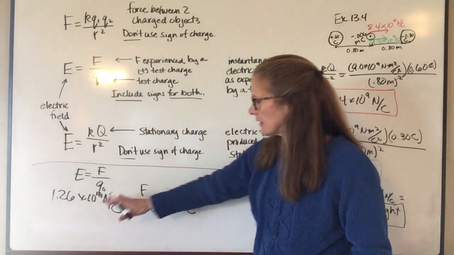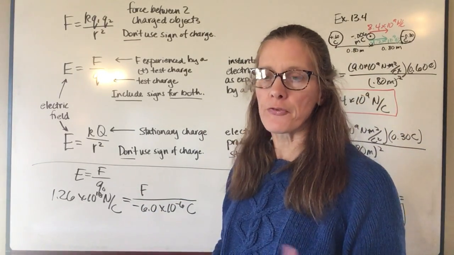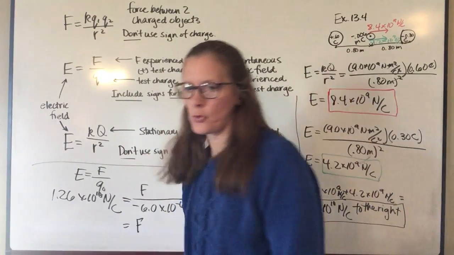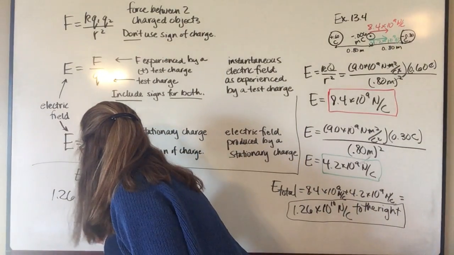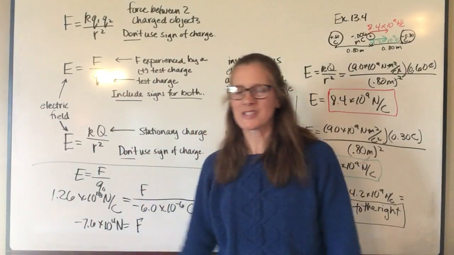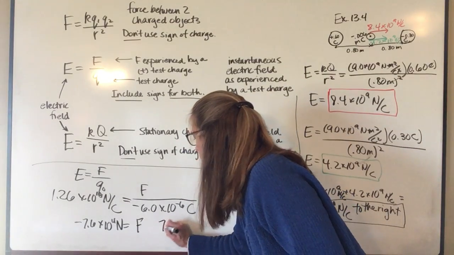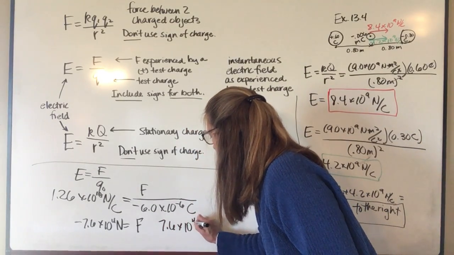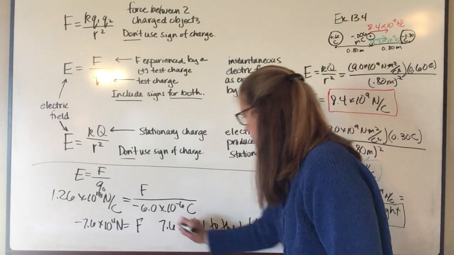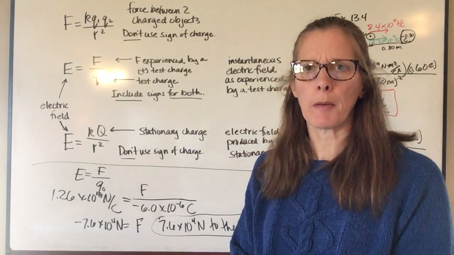Okay, so I now have this equation, and so when I solve this, my force obviously is going to come up negative, so I'm going to have a force that is negative 7.6 times 10 to the 4th newtons. What does that negative sign mean? It means direction, and so then my final answer is going to be 7.6 times 10 to the 4th newtons to the left. Okay, so there's the answer to the second part of the problem.